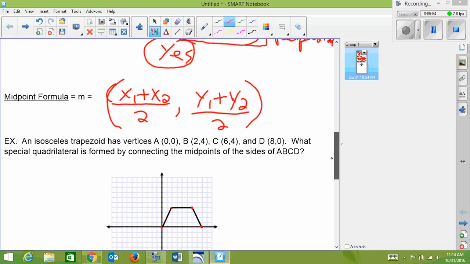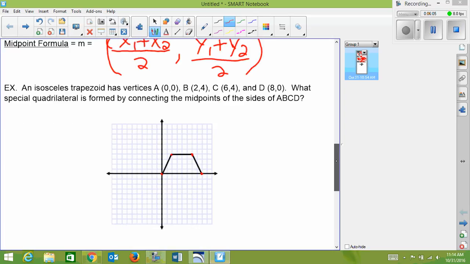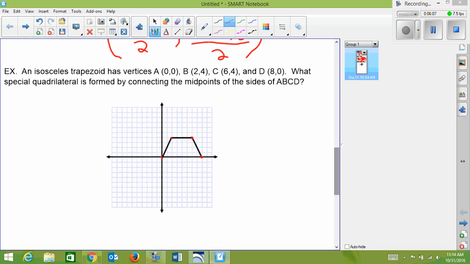The midpoint formula is x1 plus x2 divided by 2, and then y1 plus y2 divided by 2. This problem here is rather lengthy, but it's using all the information that we've already learned. An isosceles trapezoid has vertices of A (0, 0), B (2, 4), C (6, 4), and D (8, 0). I have already graphed that here for you.